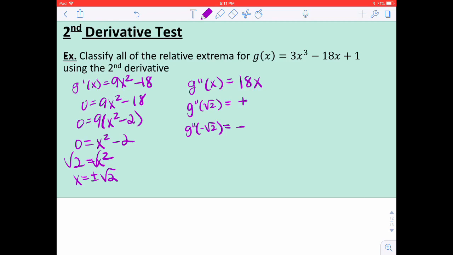So we have a relative min here at x equals the square root of 2, and here we have a relative max at x equals negative square root of 2. Okay, and that is it for concavity.